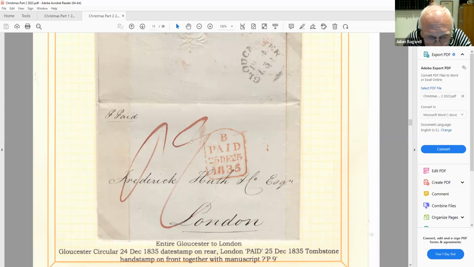I think that's P9. I find some of these manuscript annotations really hard to read, but I think that's a P9. The rate at the time for 80 to 120 miles was 9 pence, and Gloucester's about 115 miles from London. So I think sometimes you work it backwards. You say, well, the rate should have been 9. Do you think that's a 9? Well, possibly, probably, that was a 9.